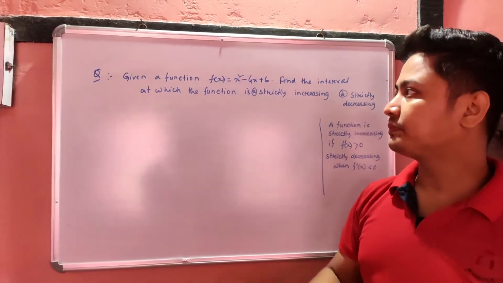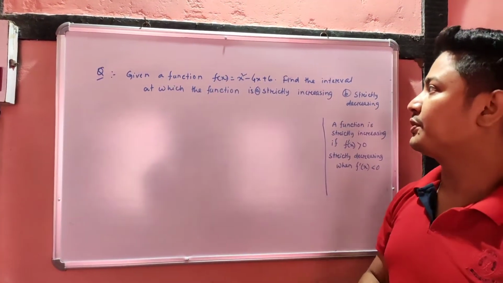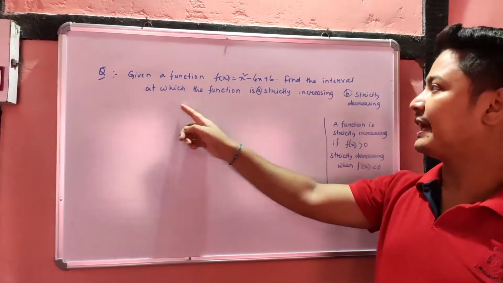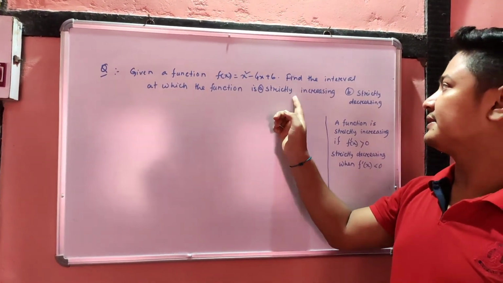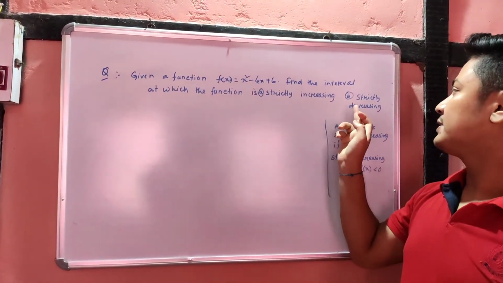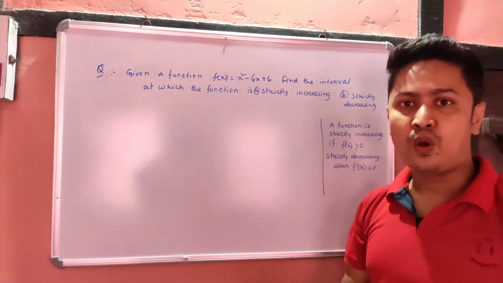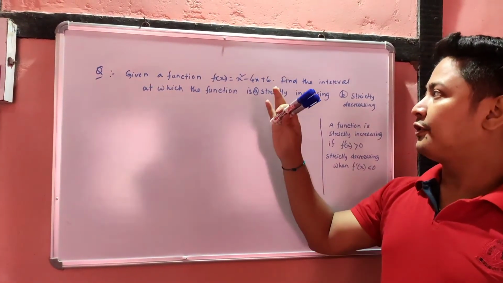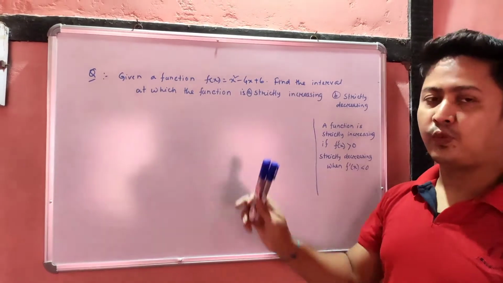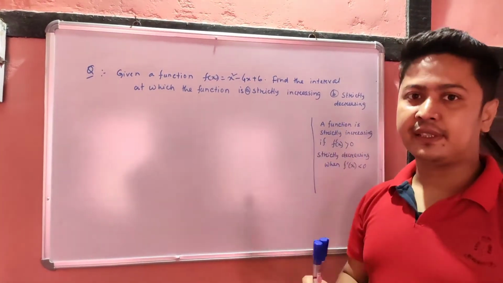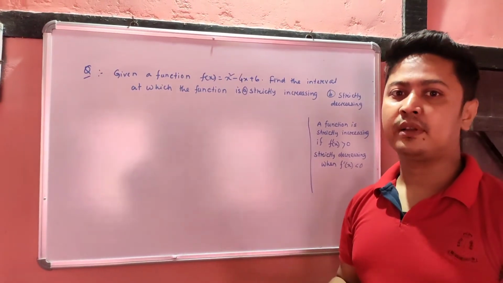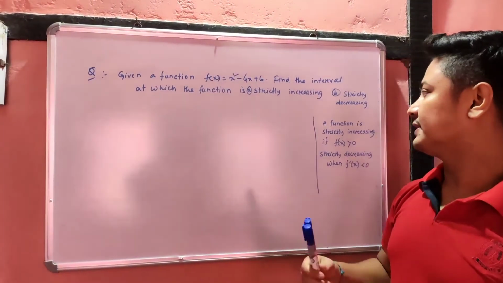The question is, given a function f(x) equal to x square minus 4x plus 6, find the interval at which the function is strictly increasing, and question number 2, strictly decreasing. That means we need to show for this given function at which interval the function is strictly increasing, and at which interval the function is strictly decreasing.